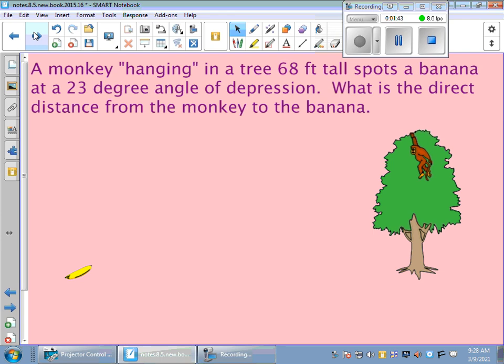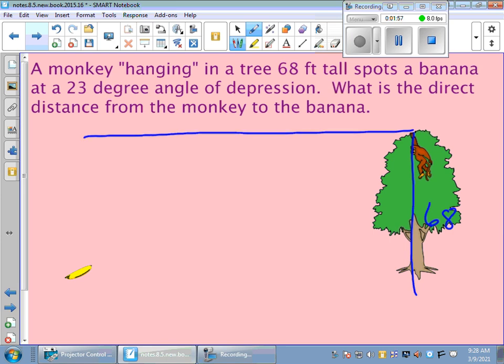We have a monkey that's hanging in a tree, so we have to start labeling this stuff right here. So this is 68 feet tall, and he spots a banana at a 23-degree angle of depression. So depression. So he's looking here. I know that's a little bit higher than his sight, so that's there. And he's looking down at the banana. So this is considered the angle of depression. This is a 23-degree angle. And it says, what is the direct distance from the monkey to the banana?